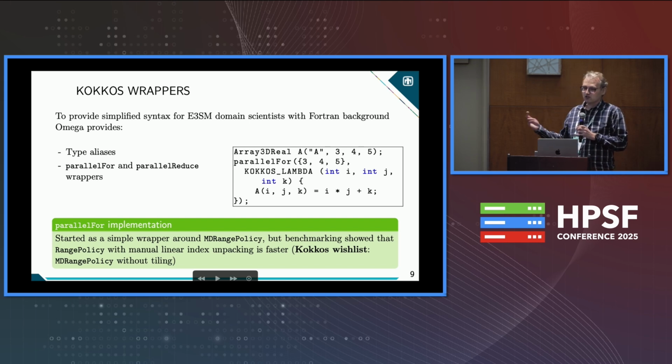Now, logically, this should be an MD range policy, but we found out that it wasn't performing the best for our use case, so this implementation is actually a little bit more complicated. It uses just plain one-dimensional range policy, and then uses divs and mods to get the multi-dimensional index. That's on GPUs. On CPUs, it's basically the same, except the innermost loop is kept serial.